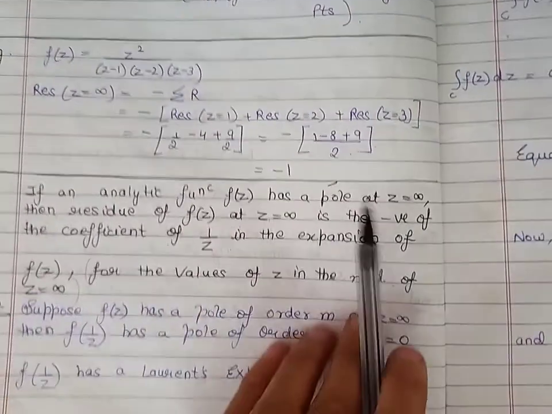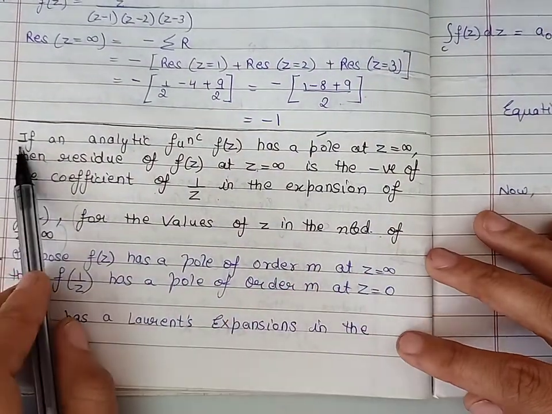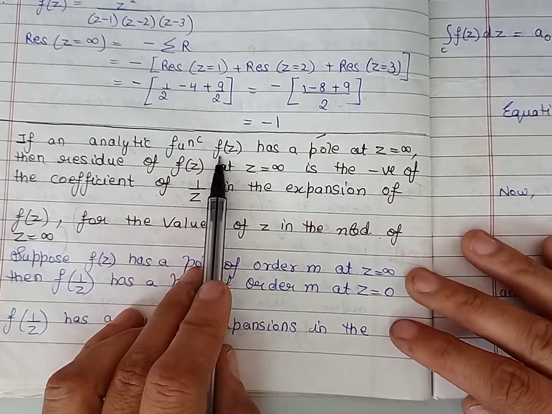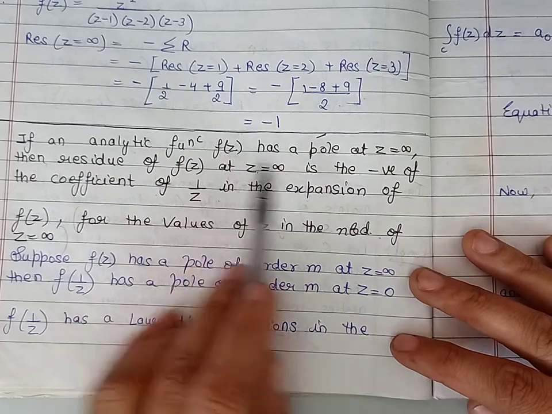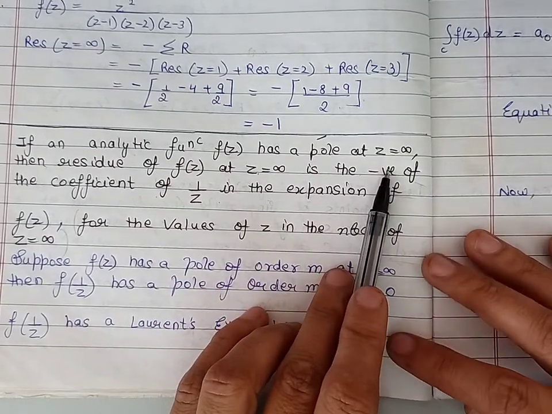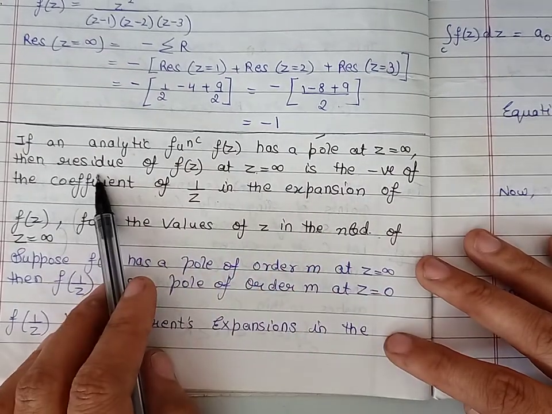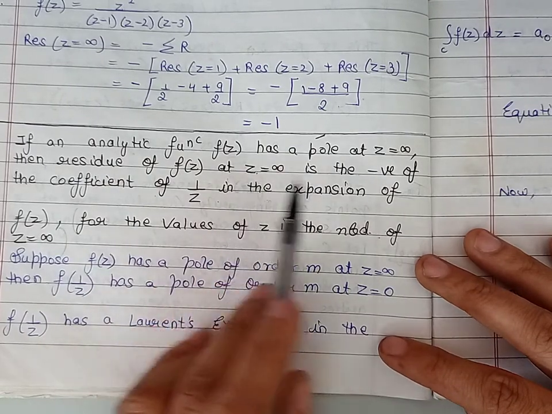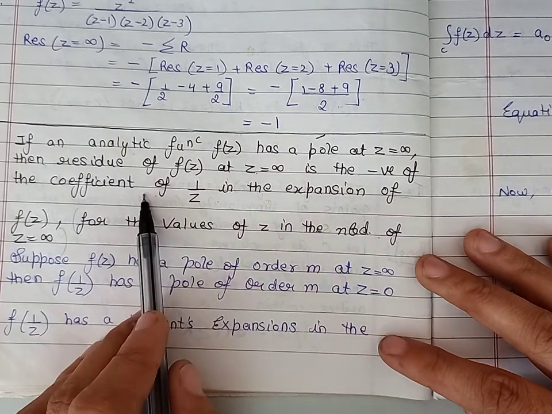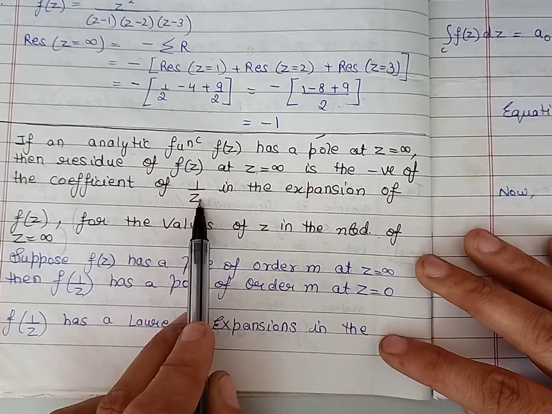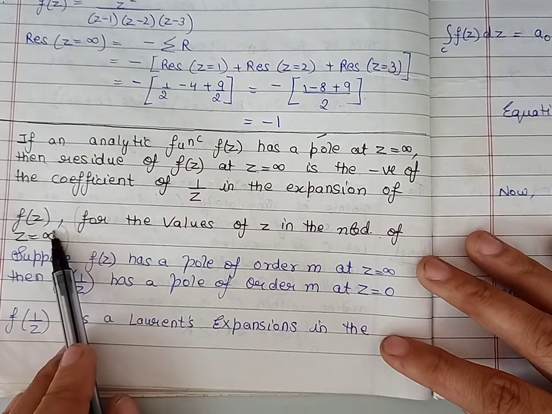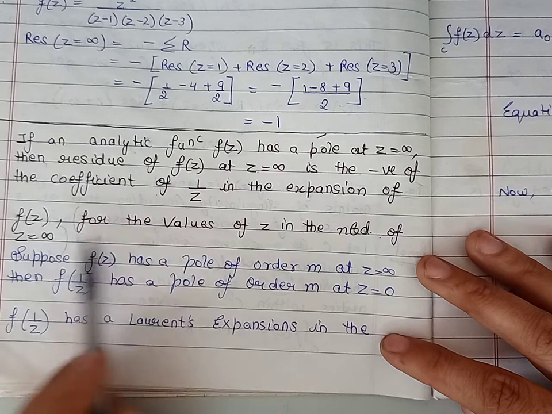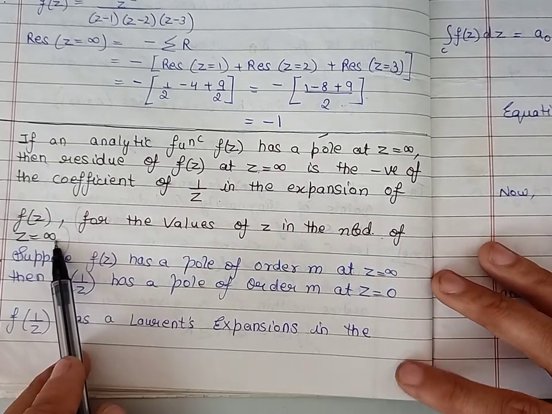Now our next theorem is, if a function f(z) is analytic and has a pole at z is equal to infinity, then the residue of this function at z is equal to infinity is the negative of the coefficient of 1 upon z in the expansion of function f for the values of z in the neighborhood of z is equal to infinity.